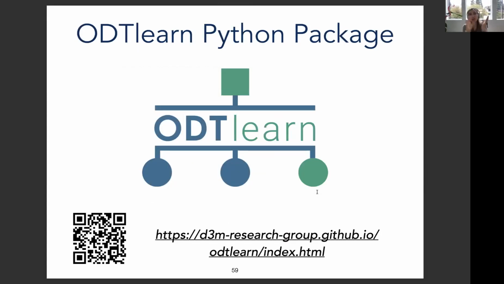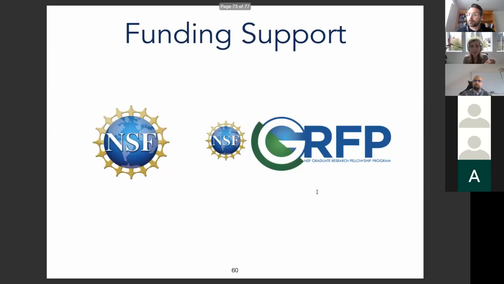We've packaged this work, for learning decision trees that are robust to distribution shifts, and other works we have on learning optimal classification trees, on learning fair classification trees, on learning optimal prescriptive trees in this ODT Learn Python package that I encourage you to try. We have a corresponding paper in preparation for submission as well.